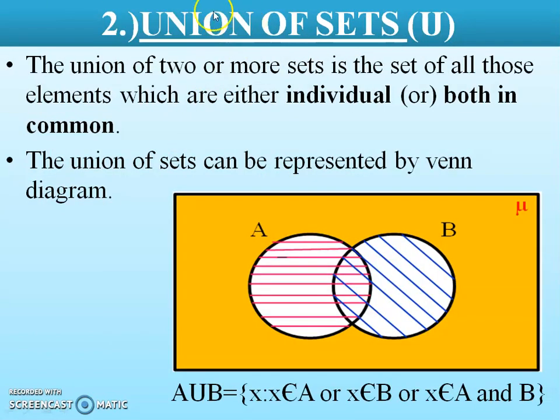Now the second set operation is union of sets. So union means combining two things, okay, in general, if we see the English meaning, and this union is represented by U. But in sets, the union of two sets is a set of all those elements which are either individual or both in common.